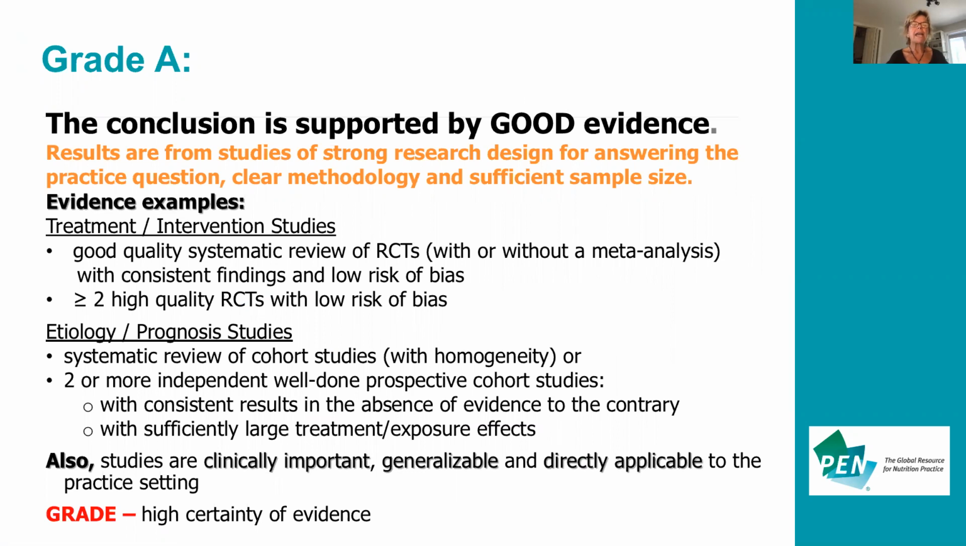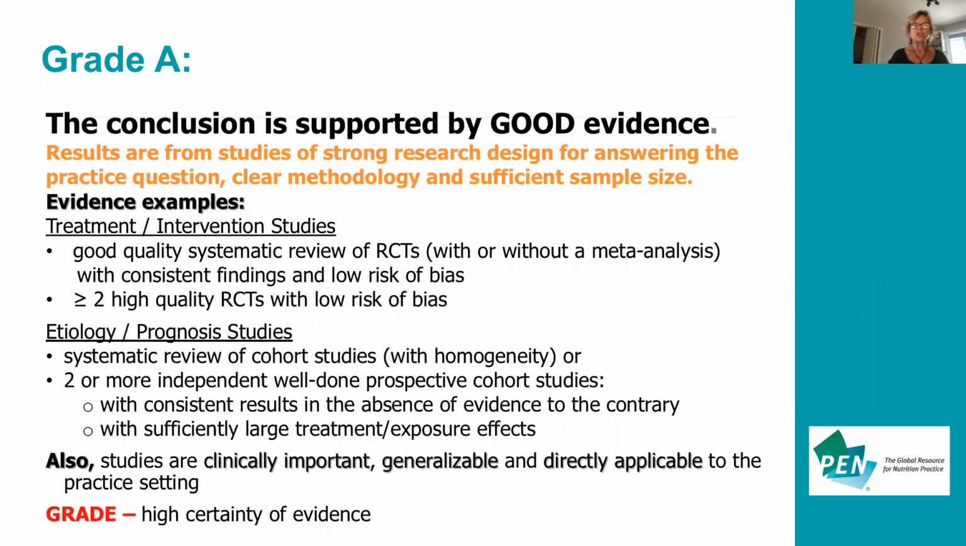So for a grade A or good evidence, we have results from studies that are a strong research design, clear methodology, and sufficient sample size. So for a treatment or intervention question, looking at the effect of a specific dietary treatment on a health condition, for example, a grade A would be a good quality systematic review of clinical trials with consistent findings and all at low risk of bias, or multiple clinical trials that would be at low risk of bias.